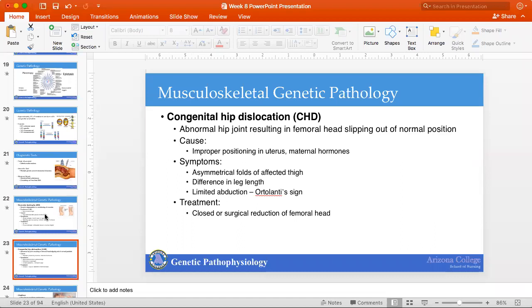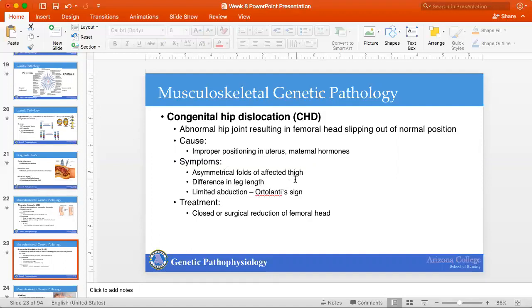Congenital hip dislocation. It's an abnormal joint resulting in a femoral head slipping out of normal position. Cause is an improper positioning in the uterus and maternal hormones. So there's sort of this lack of development of this normal ball and socket joint that forms, and so the hip easily dislocates when the child is born.